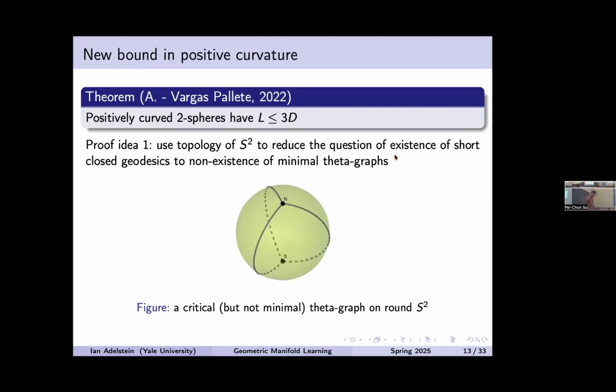Okay, so again, I'm going to wave my hands at the proof, but topology is going to help us. And so we'll use the topology of S2, and we actually reduce the question of the existence of short closed geodesics to this strange question, the non-existence of minimal theta graphs. A theta graph is an example of a geodesic net, which is some sort of combinatorial analog of a geodesic. Here's an example of a theta graph in a geodesic net. So it's just like an embedded graph on your manifold.